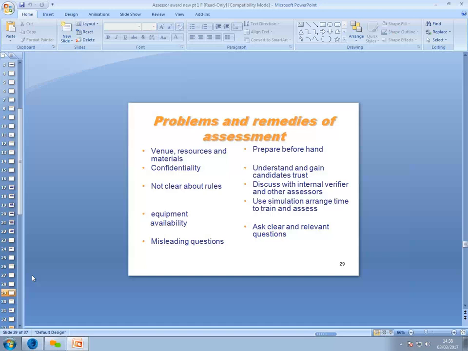There can be misleading questions. Clear and relevant questions only. It's no use going all around the houses. You just need to look at what's being asked for and keep those questions specifically to that operation.